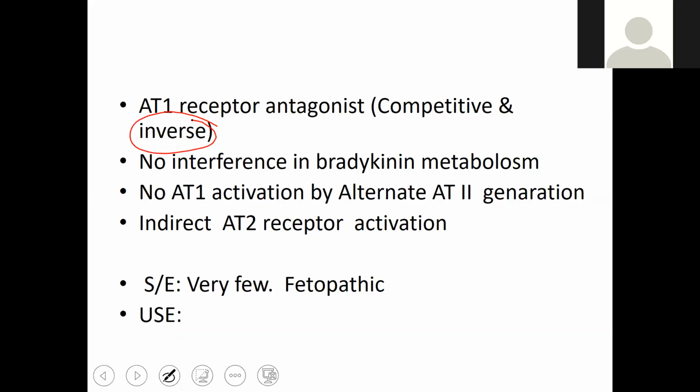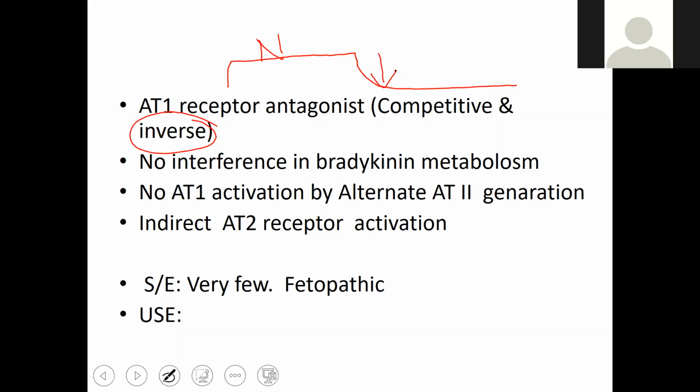What do we mean by inverse agonist? Means they lower the normal level of the activation to a lesser level. So that is inverse agonist. If this is the normal level and this is the inverse, it means they bring down the normal level of the action or activation of the receptor to an even lower level. Okay, so competitive antagonist as well as inverse agonist.